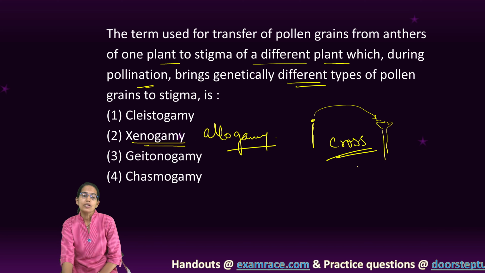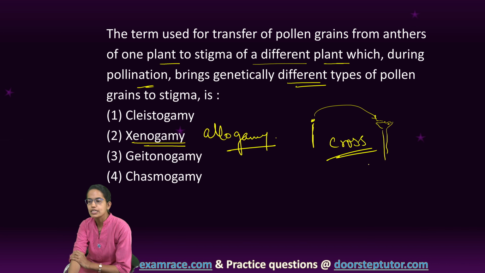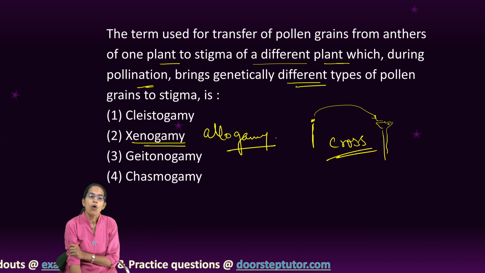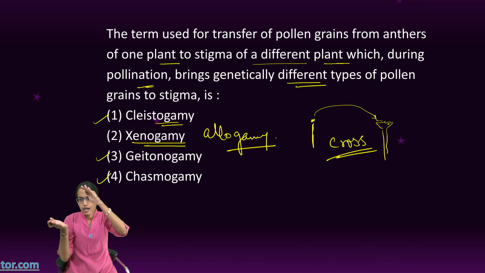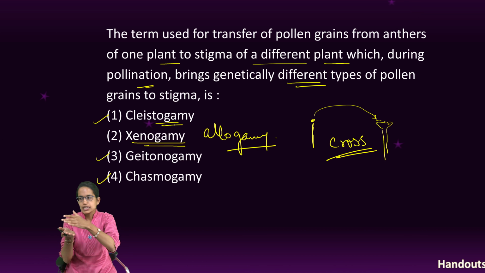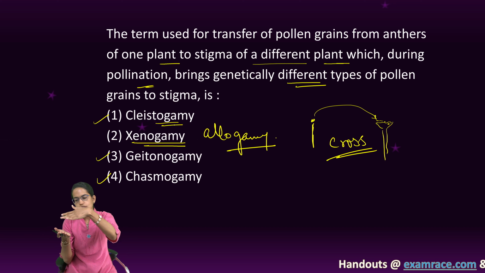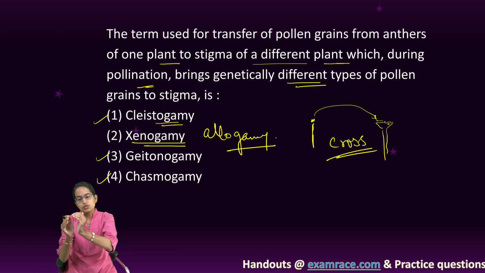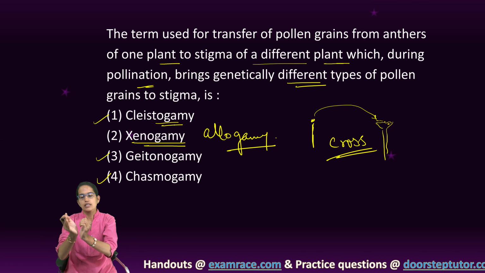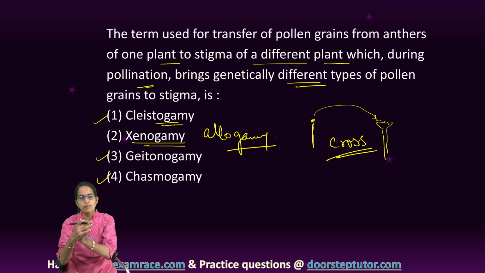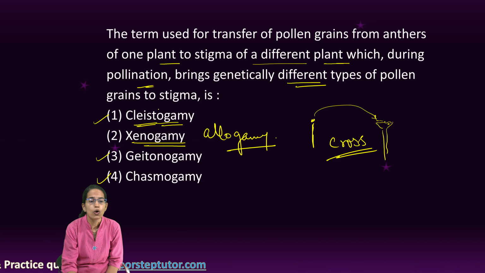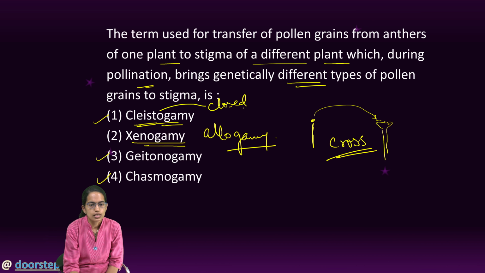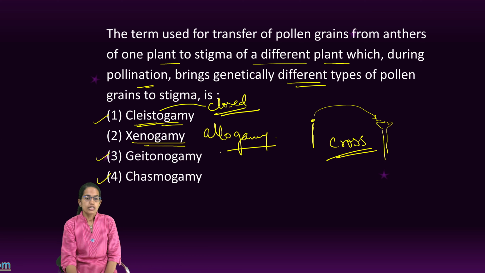Then we have other types of pollination methods mentioned here. All these remaining 3 are types of self pollination. Cleistogamy occurs when the flower never opens and the pollen is deposited on the stigma of the same flower. So this flower does not open for others. The pollen is deposited on the stigma of the same flower. The word cleisto itself means closed. So this is a kind of self-pollination.